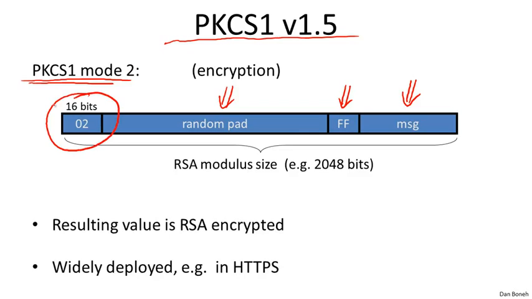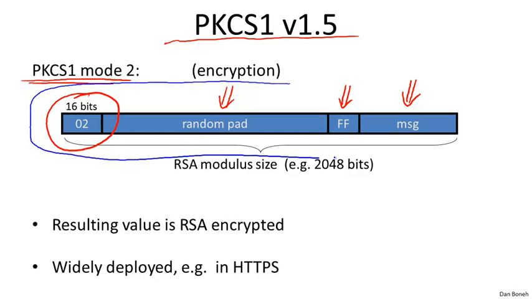This indicates that this plaintext has been encoded using PKCS 1 Mode 2. And then this whole value that we just created, this 2048-bit string, is the thing that gets fed into the RSA function and is raised to the power of e modulo n. And the resulting thing is the PKCS 1 ciphertext.